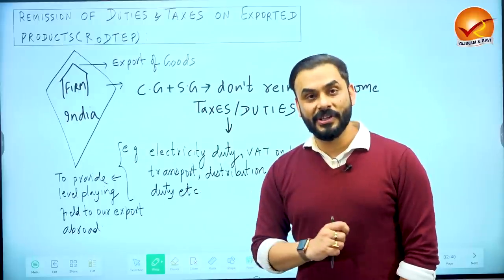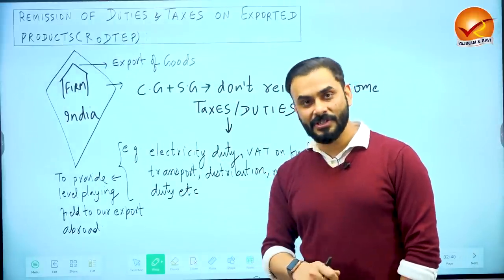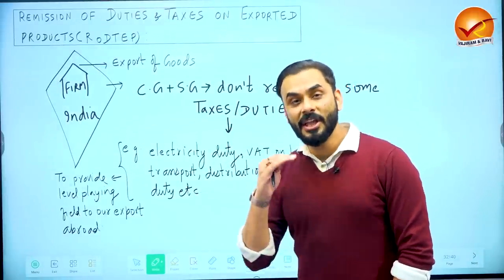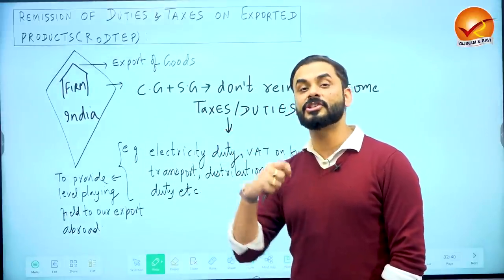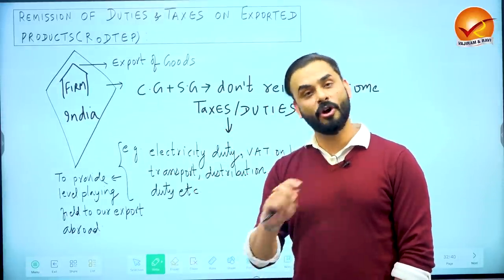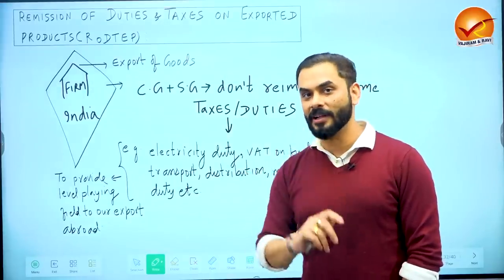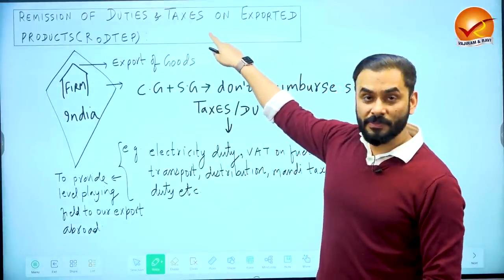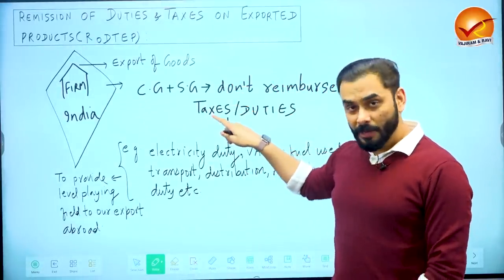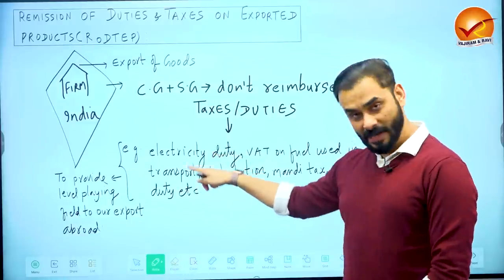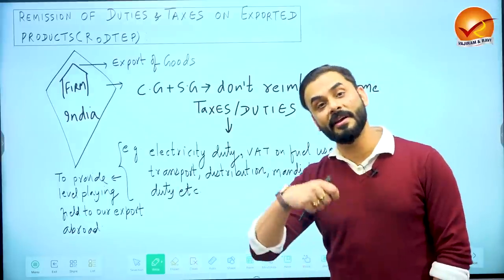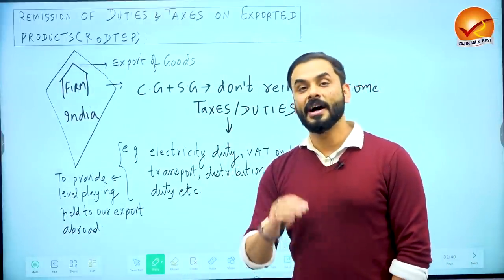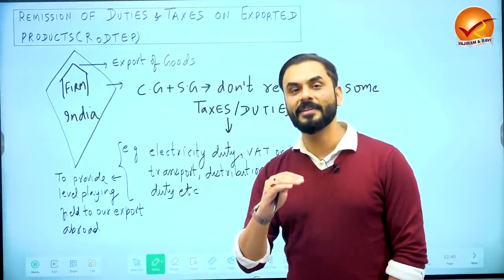Now, Government of India said that if we don't reimburse these taxes and duties, Indian goods, which means goods which have been made in India, will become very costly in the global market and will not be competitive. Nobody will buy them. So this scheme was launched by Government of India, under which these taxes, for example electricity duty, VAT on fuel, etc., are reimbursed to the producer so that our goods become competitive in the global market.